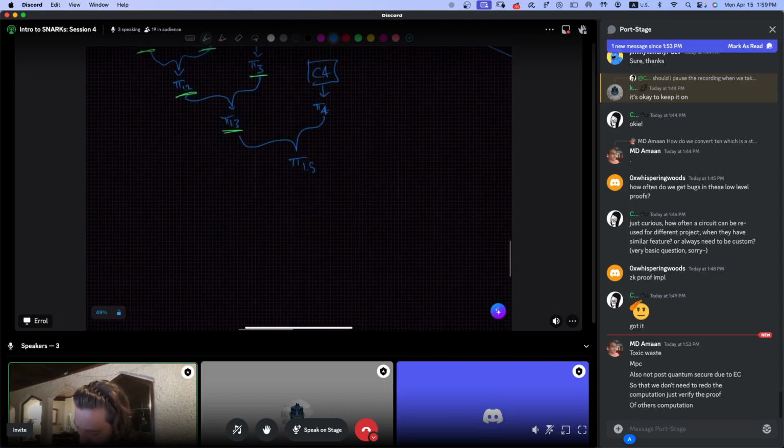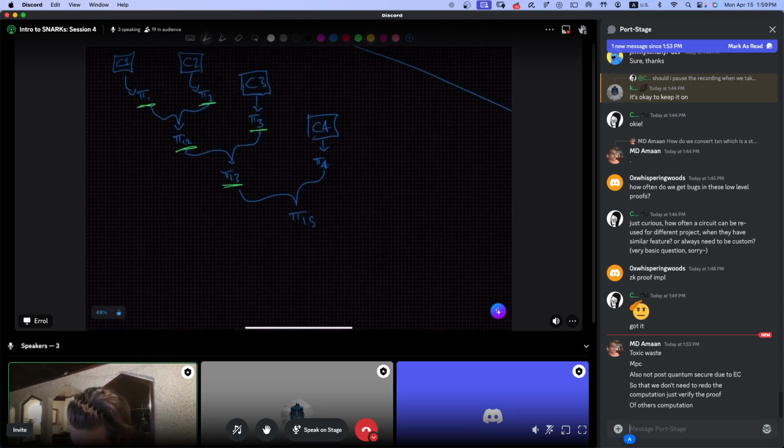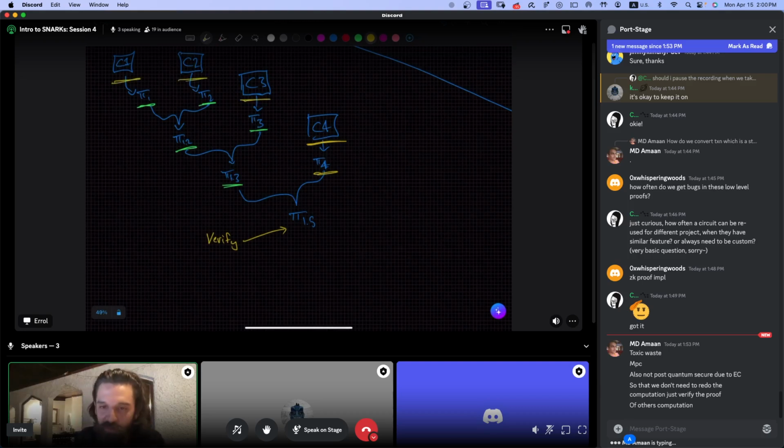So now if we verify this, it doesn't just verify C4, in a sense, pi 4. It also verifies computation 3 and computation 2 and computation 1. So this is why it's called a recursive proof or incrementally verifiable computation. Bit by bit, we're building up this whole chain, and we can be sure of everything that came before.